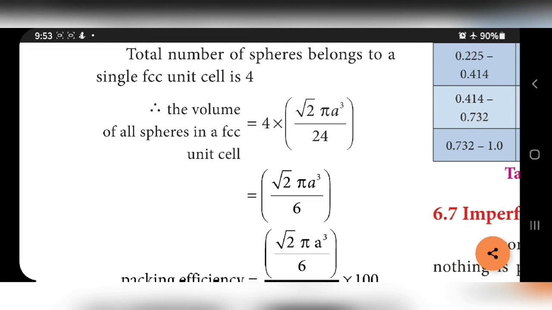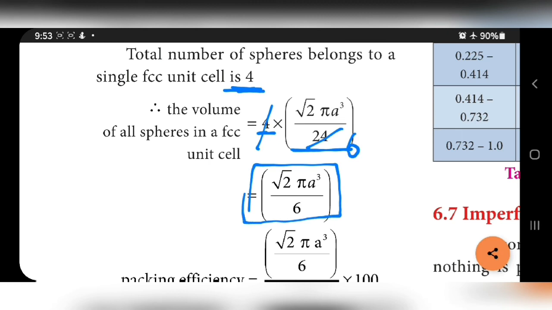Totally, how many spheres belong to the FCC unit cell? Already I told you, the total number of atoms present in simple cubic is 1, in body centered cubic is 2, and in FCC is 4. If you multiply the total number of atoms by the volume of one sphere, you will get the total volume occupied by the spheres. So 4 into root 2 pi a cube divided by 24. If you simplify, you will get root 2 pi a cube divided by 6.